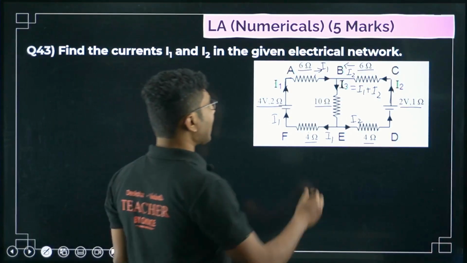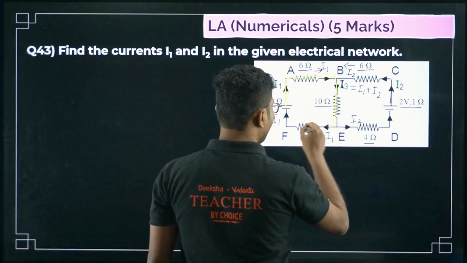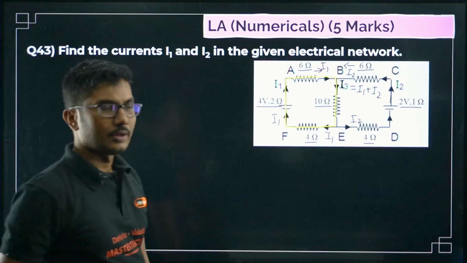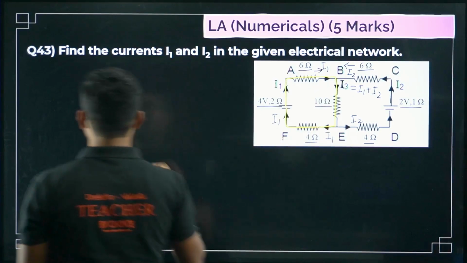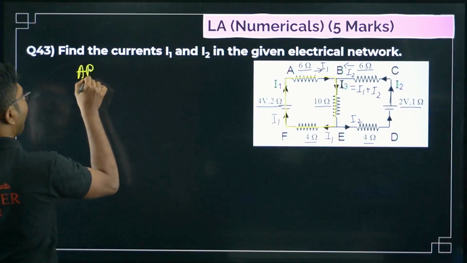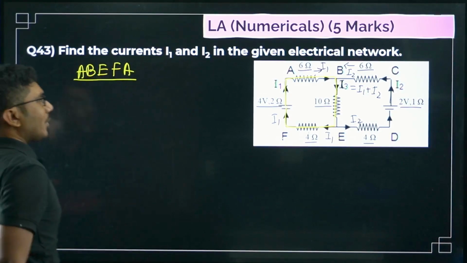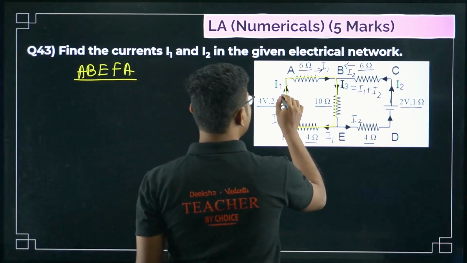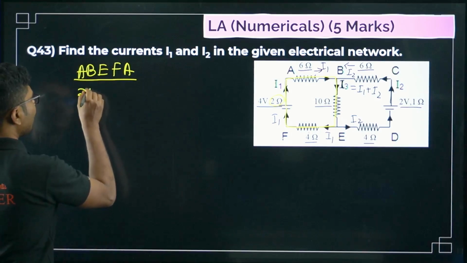Now first we will apply the loop rule. We will go through this direction, A, B, E, F, A. What will be the first? We will start with this internal resistance. The internal resistance is 2, and the current through this is I1.